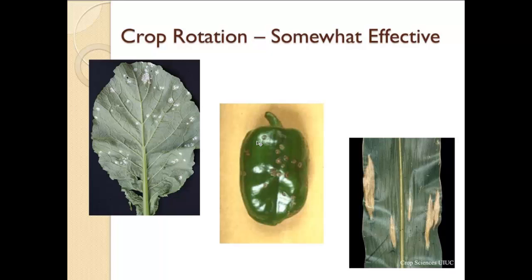And so you may rotate away from sweet corn in your particular field, but the next field over or a quarter mile away, there's been corn growing in that field, and this fungus does produce spores that can blow in the wind for a certain distance. And so in the Midwest, we just have so much inoculum floating around for this particular pathogen that crop rotation is not effective here. It is effective in other parts of the country where they don't have the massive acres of corn that we have. So for these ones, crop rotation can be somewhat effective, but it's not going to eliminate the problem completely.